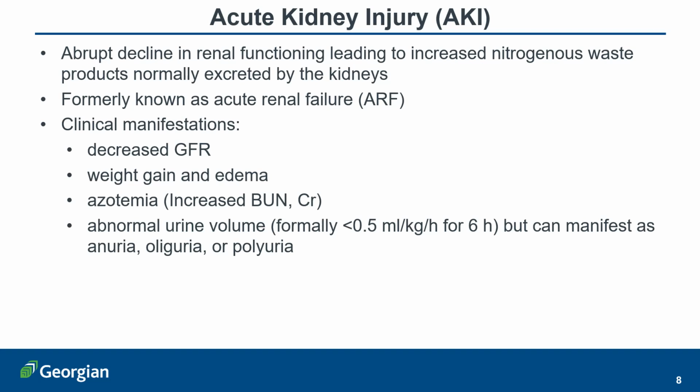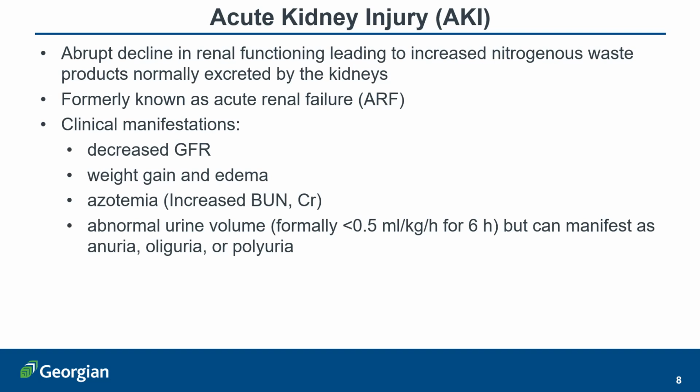AKI is defined as the abrupt decline in renal functioning that leads to the increased concentration of nitrogenous waste byproducts that are normally excreted by the kidneys. So you have this buildup of these nitrogenous waste byproducts because the kidney functioning has declined for whatever reason. That's acute kidney injury. The clinical manifestation is a decreased GFR.